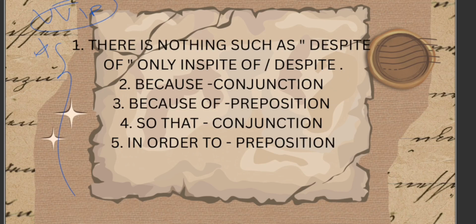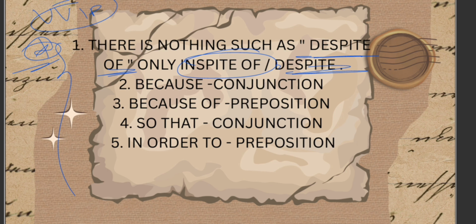Let's move ahead. These points are very important. I want you guys to start it and write it down in your notebook. So whatever you guys do, just write it down. There is no such thing as despite of, only in spite of and despite. It is a very common mistake which students make. Although in spite of and despite are interchangeable and synonyms, it's very important that you realize that in spite of and despite are synonymous, not in spite of and despite of, because there is no such thing as despite of.